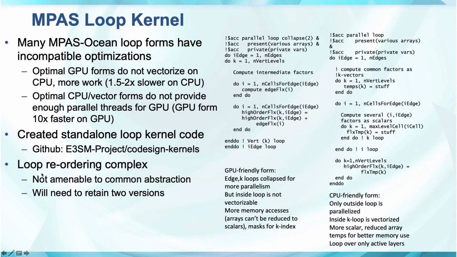These loop transformations are complex, so it's really not amenable to a common abstraction, though we haven't given up completely. And the fact that we've created this standalone loop kernel gives us a nice code that we can play around with, and we could try a whole bunch of different options. So in the short term, we're going to be retaining 2 versions. That's going to be kind of ugly for a bit, but we hope to fix that in the future.